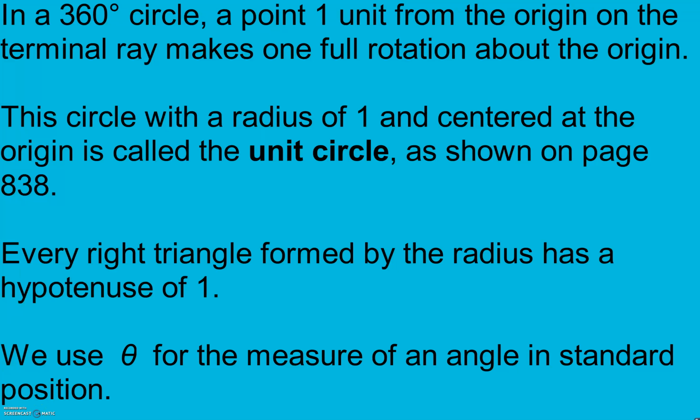Section 13.2, Part 2. In a 360-degree circle, a point 1 unit away from the origin on the terminal ray makes one full rotation about the origin. This circle with a radius of 1 and centered at the origin is called a unit circle, and it's shown on page 836. Every right triangle formed by the circle has a hypotenuse of 1. We can use theta, Greek letter, for the measure of an angle in standard position.